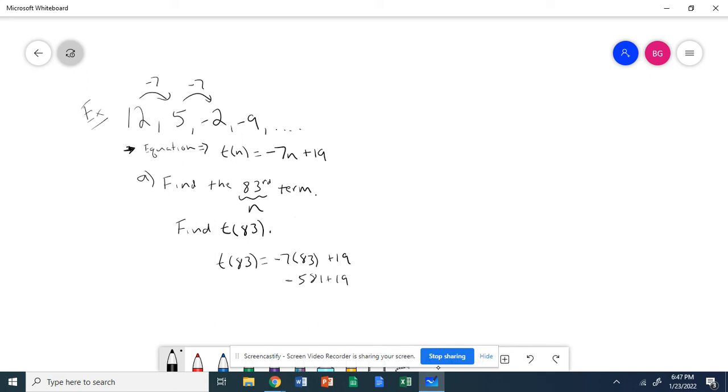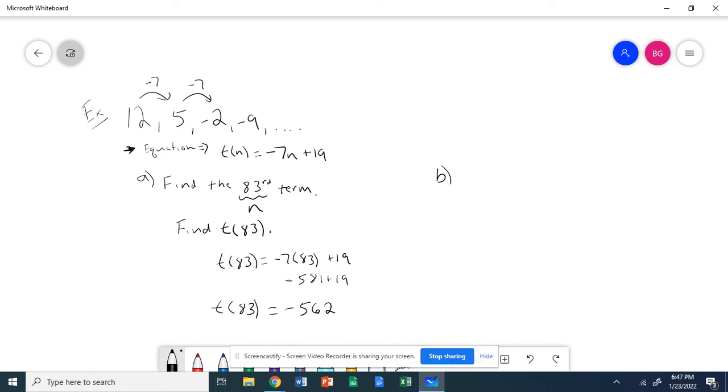So plus 19 means we are at -562. So what I do is I need to make sure I leave this in my function notation. So t of 83 equals -562. So in the 83rd position, so at term number 83, our term is -562. So -562 would show up in our sequence. So let's do one more here.